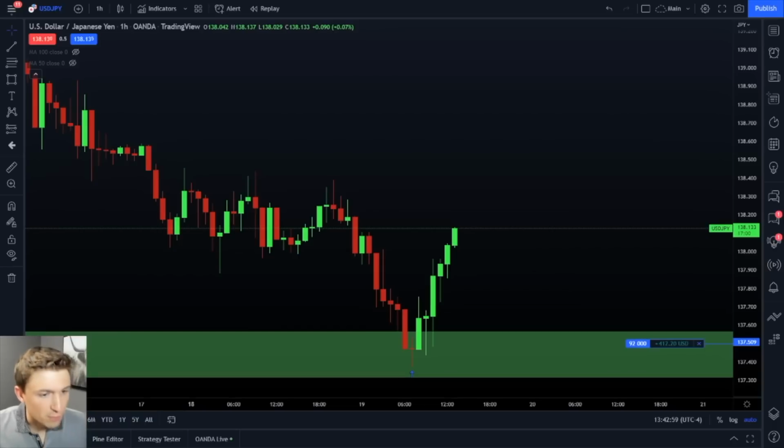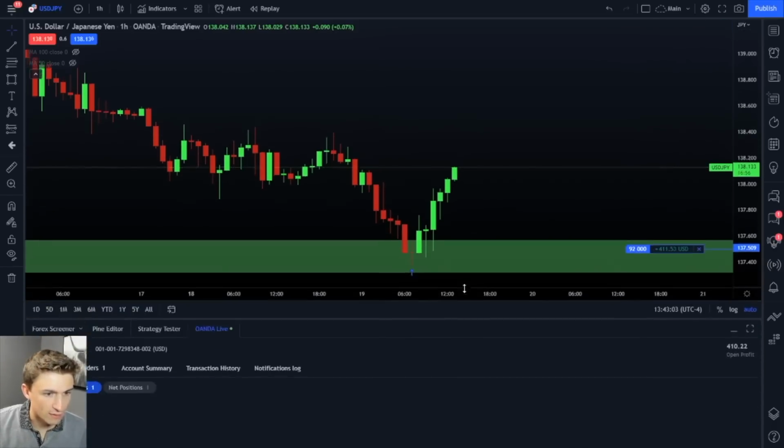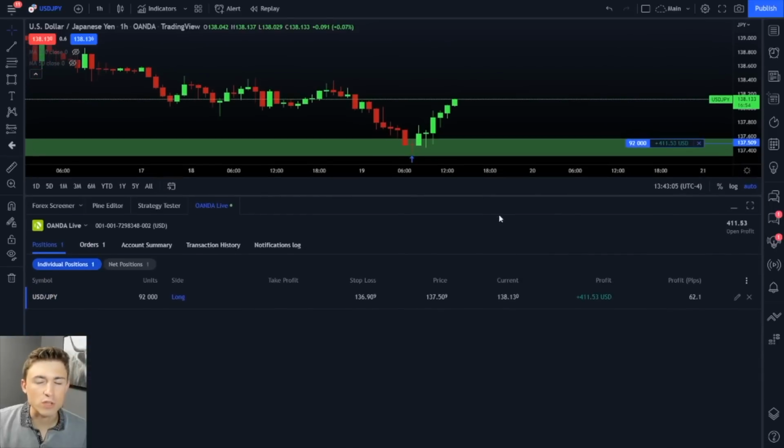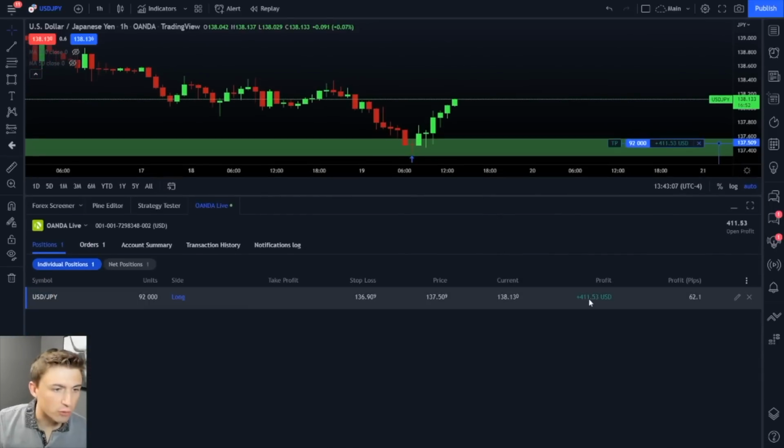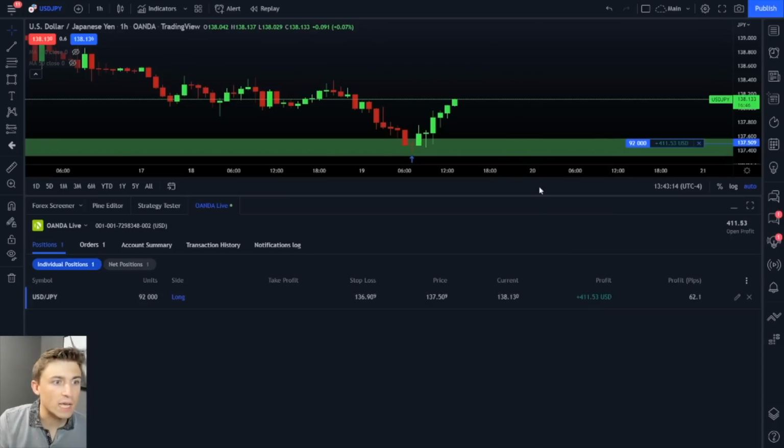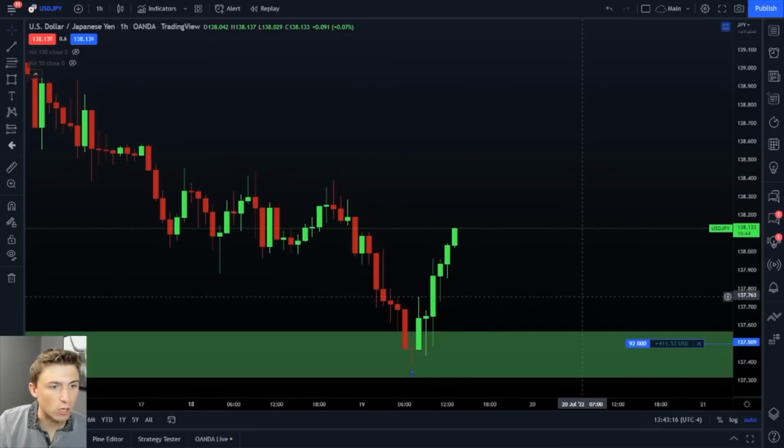Okay guys, so it's been a couple hours since I initially took this trade, and we are currently floating $410 or so. I'll pull up the details on the trade here so you can see $411 profit. And at this point, what I want to do is go ahead and start to secure the trade. So what I mean by that is I'm going to take my risk off of the table.